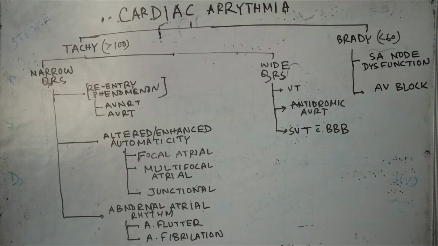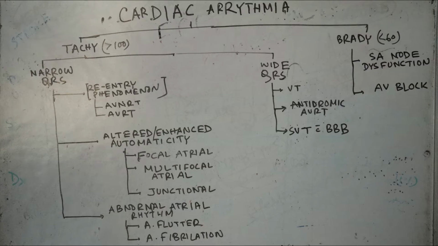Now, narrow QRS complex tachycardia is where the width of the QRS complex is less than 3 small squares on the ECG strip. Based on the pathophysiology of the mechanism, it is divided into three categories: re-entry phenomena, altered automaticity, and abnormal atrial rhythm. Re-entry phenomena consist of AVNRT and AVRT. AVNRT stands for AV nodal re-entry tachycardia and AVRT stands for atrioventricular re-entry tachycardia. Altered or enhanced automaticity consists of focal atrial, multifocal atrial, and junctional tachycardia. Abnormal atrial rhythm consists of atrial flutter and atrial fibrillation.